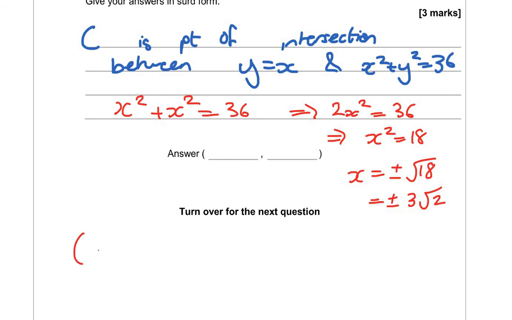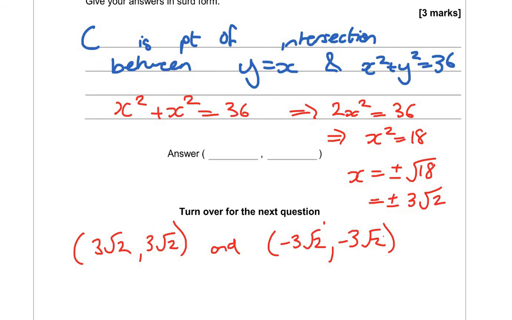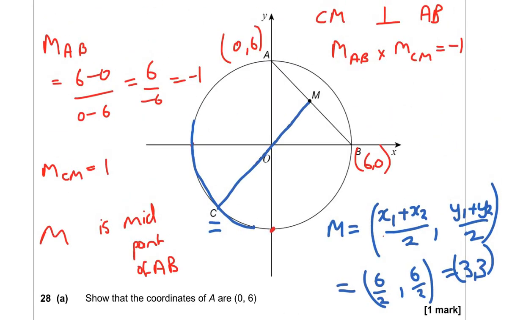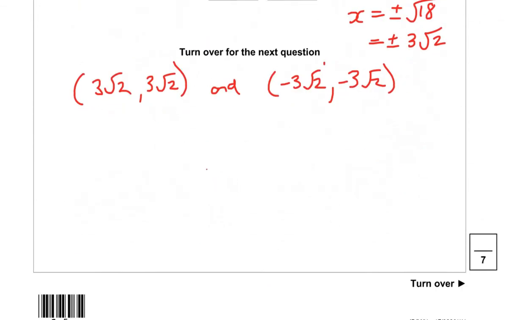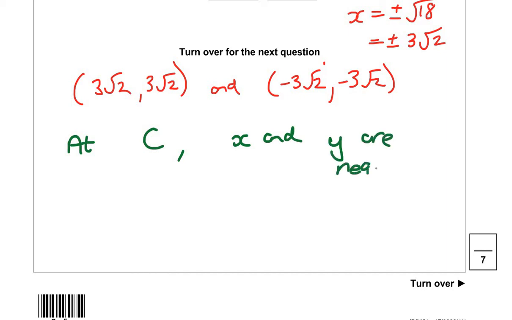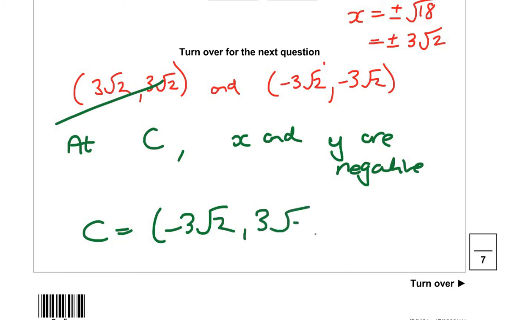So these are our points. We have (3 root 2, 3 root 2) and (minus 3 root 2, minus 3 root 2). Now, C is only one point, so we need to figure out which one it is. Well, at C, x and y are negative, which means we can rule out this answer here. So C is the point (minus 3 root 2, minus 3 root 2).